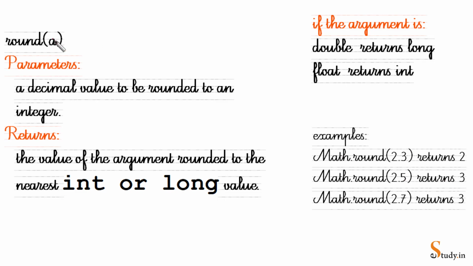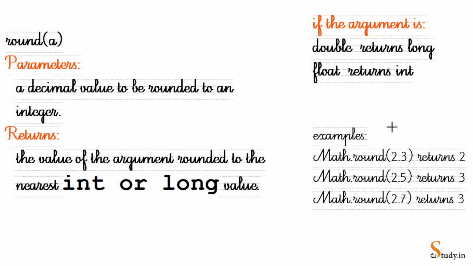It receives one parameter or one argument, and remember that the return type of the round function is basically an integer value, but there's a slight catch here. If we pass a double argument, then the return type is long.